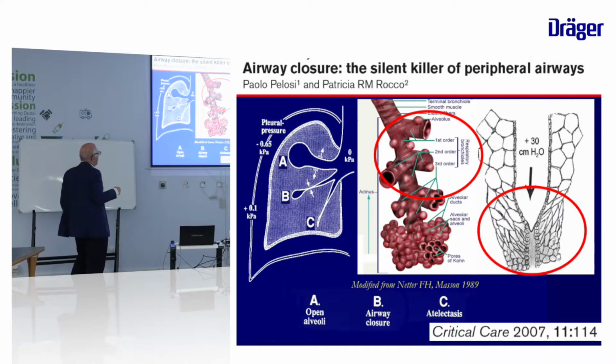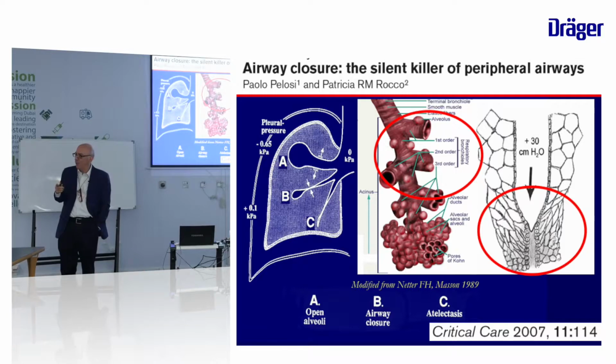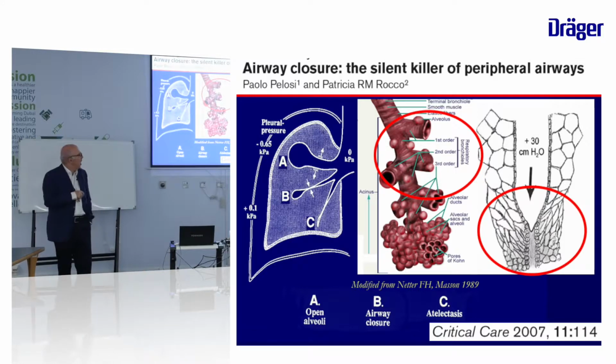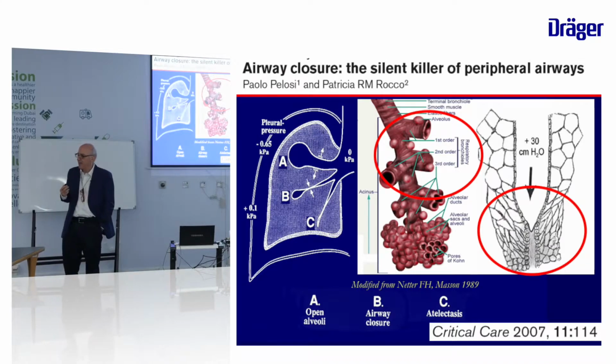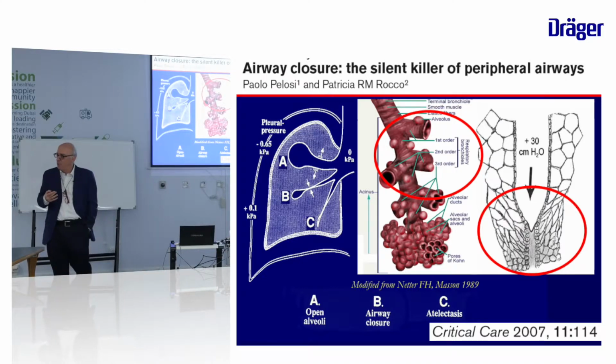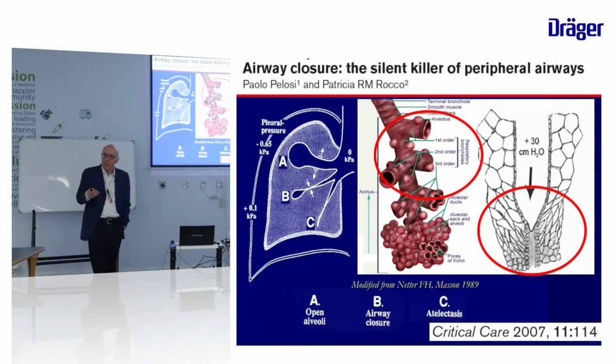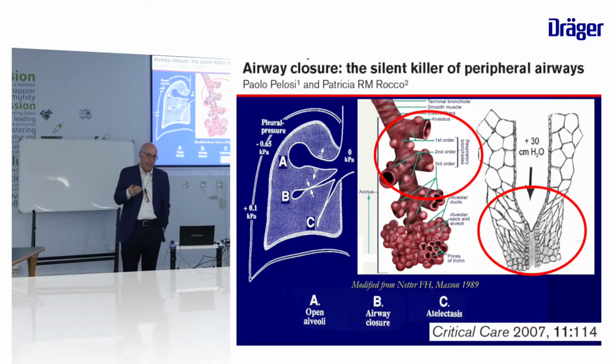These are areas of VQ mismatch, not of shunt. That's why we have to perform the test that I showed you before in air. Because if you do that in oxygen, you mask the effect because you don't take into account the area of low VQ. And these areas are extremely important because they may induce lung damage due to the continuous opening and closing of the peripheral areas. So when the closing volume is higher than the FRC, of course, this may occur.